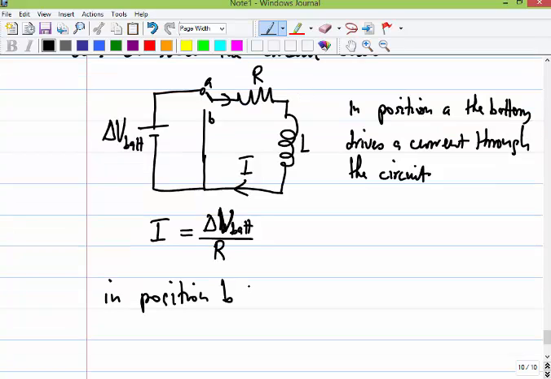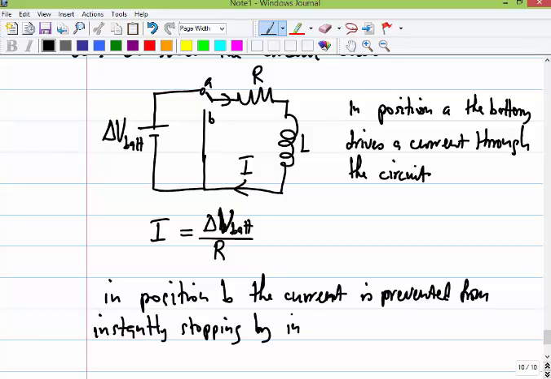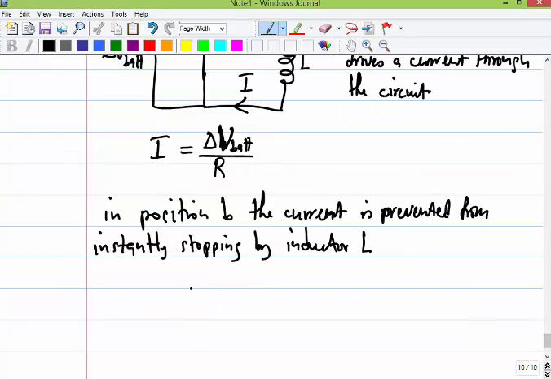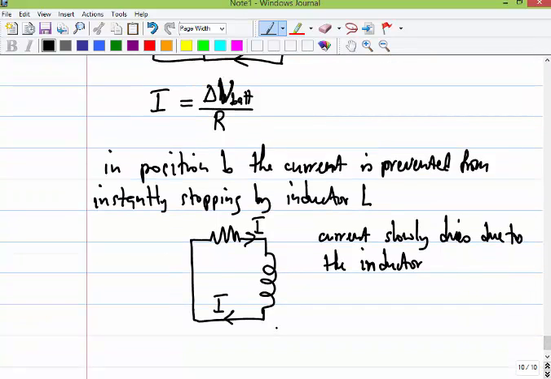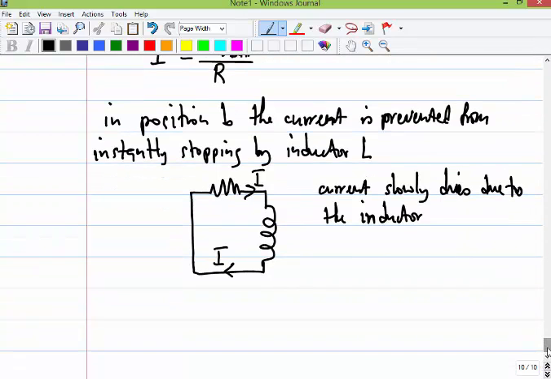In position B, the current is prevented from instantly stopping by inductor L. This position will be shown this way, where you have your resistor again, you have your current I flowing. So the current slowly dies due to the inductor. The inductor will act to prevent the current from dying off suddenly. So let's look at what happens in the circuit.